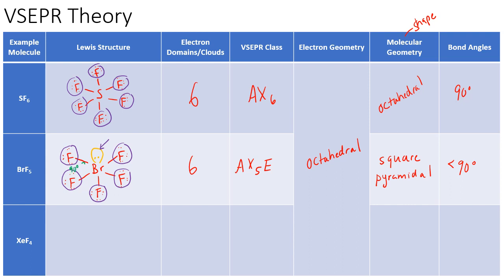And the very last shape that we're going to study here is if we take 2 different bonding domains from our octahedral shape and replace them with non-bonding domains. So XeF4 is our example. We're going to have xenon in the middle, surrounded by 4 fluorine atoms. And the only rule here is the 2 non-bonding domains are going to be opposite one another.